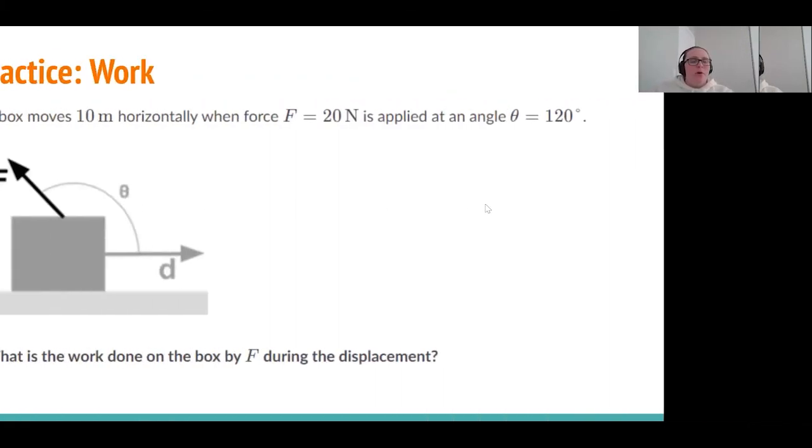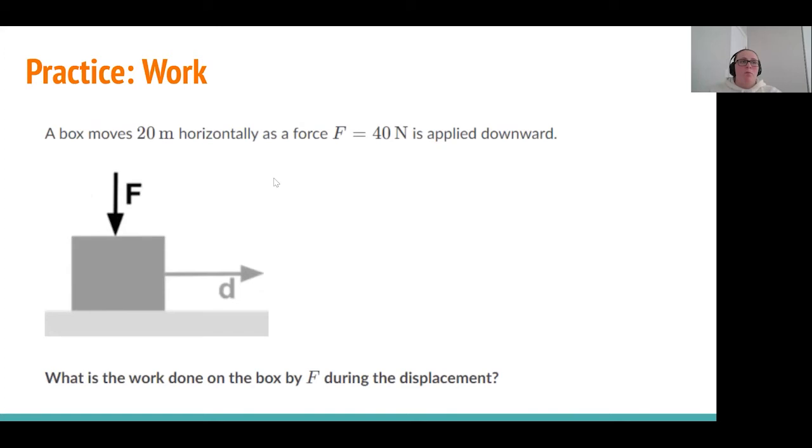And that's the end. So our second problem here, we have a box that moves 20 meters horizontally as a force of 40 newtons is applied downwards. What is the work done by force F? So again, I'm going to have you put your answers in the chat. How much work is done by force F in this problem?